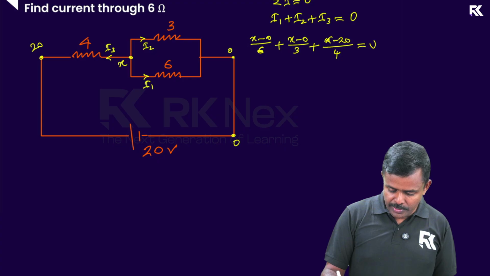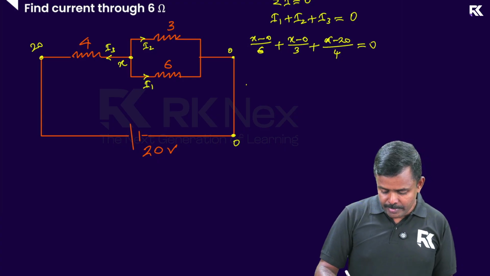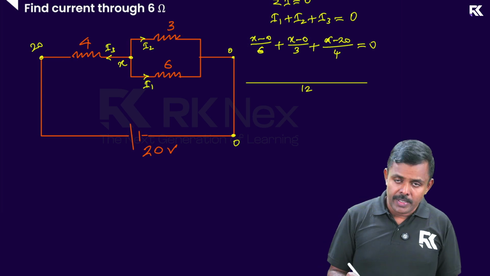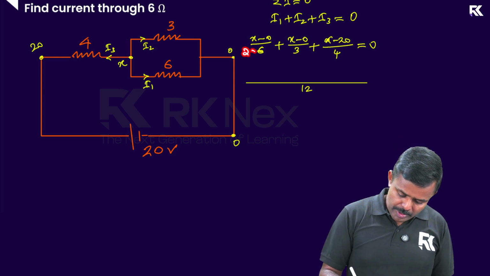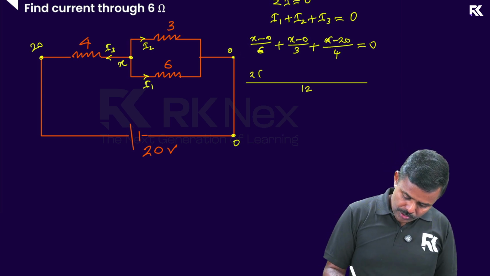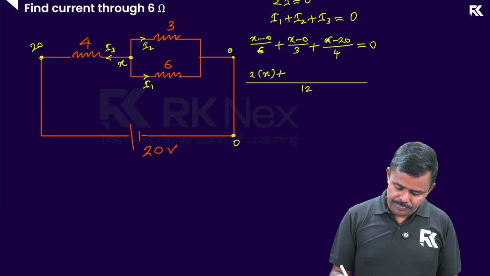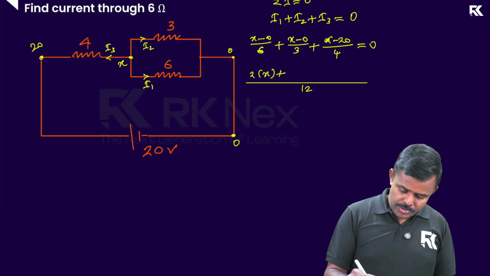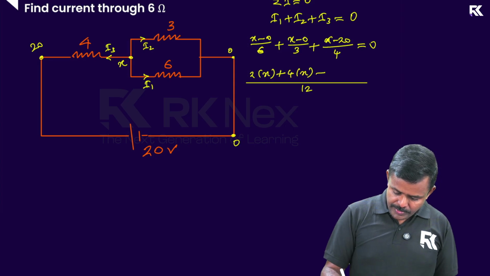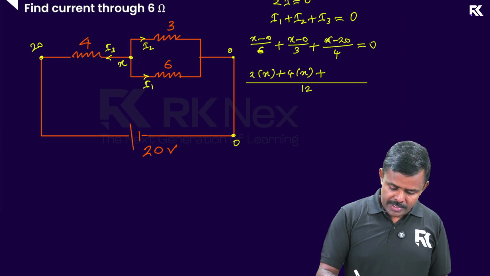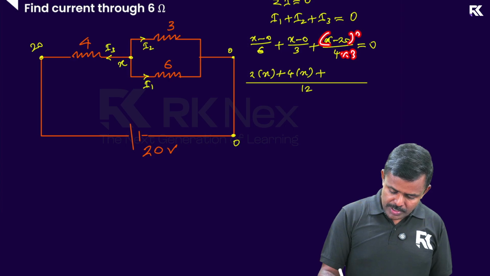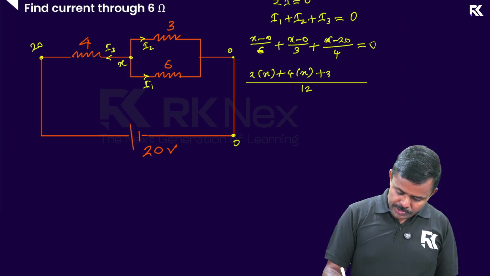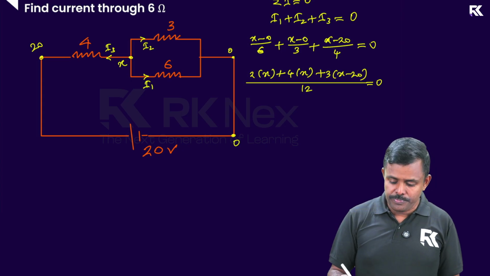This sum should be equal to 0. I'm going to take LCM again, like before. LCM here is 12. I'm going to make it 12 everywhere, so I must multiply with the 2 here, right? So 2 times X plus. Second one, I'll multiply with the 4 here, so on numerator also 4 times X plus. And this has to be multiplied with the 3, so this is also multiplied with the 3. 3 into X minus 20 should be equal to 0.